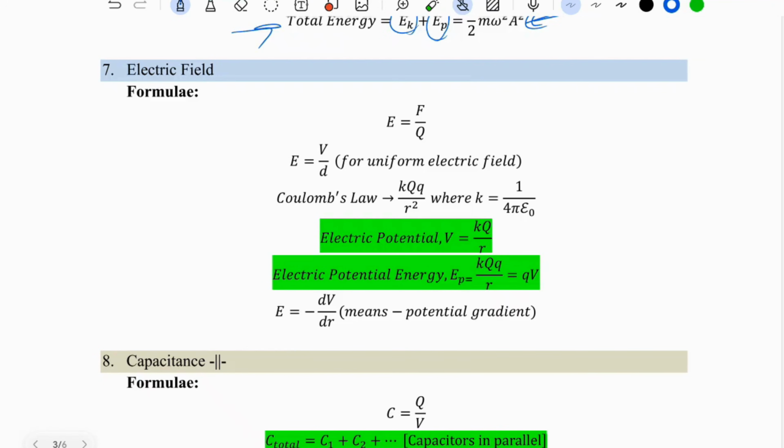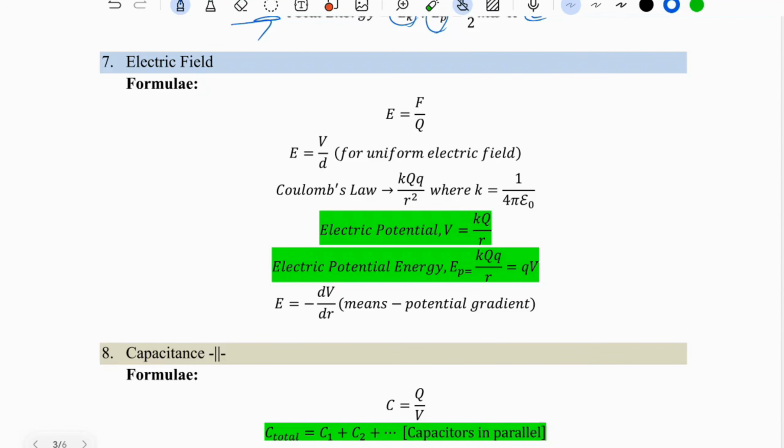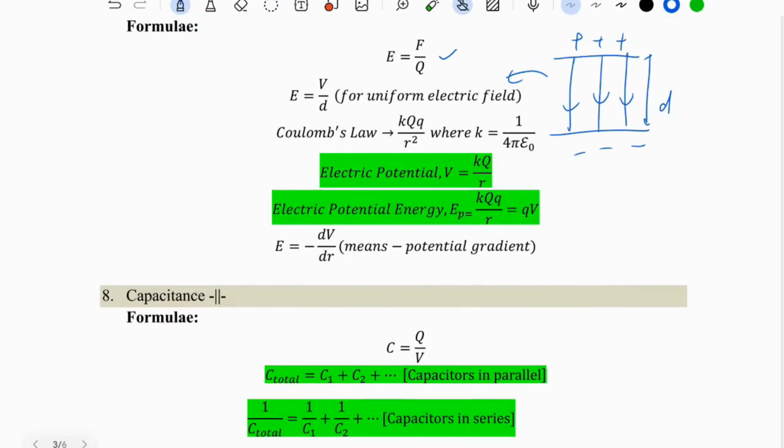Electric field. So the first equation: electric field is equal to force per unit charge. Next one, electric field is also equal to potential difference over distance. So for example, they give you plus, minus, going down. So this is your d, and let's say they give you the potential difference, so you can use this formula. Then we have Coulomb's law, which is kQq over r square.